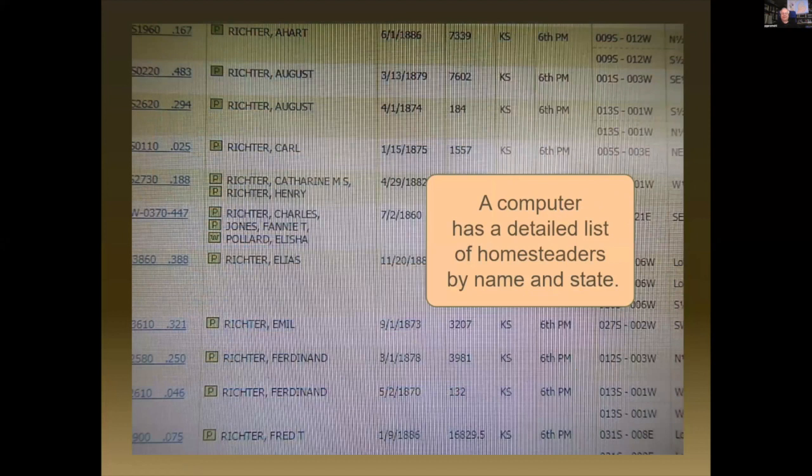And if you are so inclined, there's a computer in there that lets you dial in your grandparents' name. My grandparents were the Richters, and you could find out where all of their homesteads were claimed.